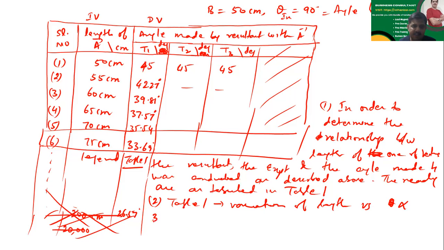Then lastly, inference. Now, what do you infer from here? See, as the length of the vector is increasing, what do you observe? The angle made by the resultant vector is decreasing, right? This is the inference. You're not going to get a big inference over here. Whatever you have observed from your raw data, this is your raw data, you need to mention.